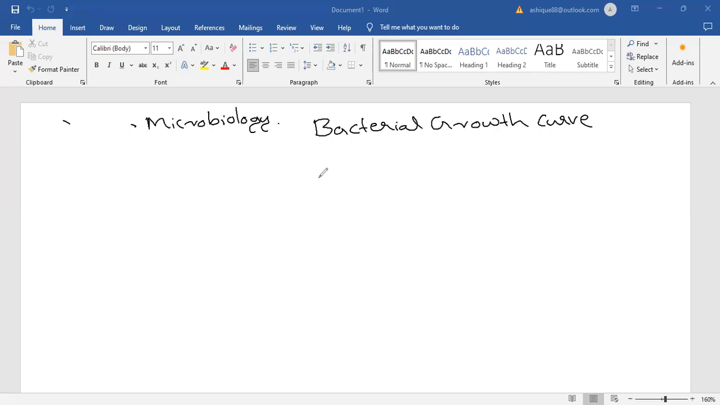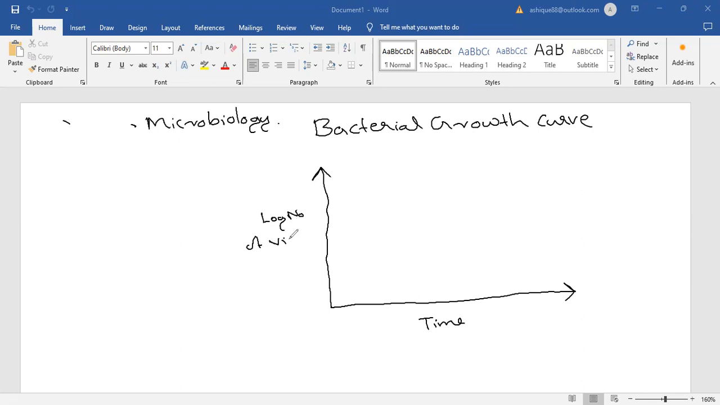If we are looking for the growth curve of bacteria with respect to time, how the number of cells is increasing in bacteria with respect to time, the number of viable cells. If you make a graph with the log number of viable cells, or simply the number of viable cells, where viable cells means living cells, with respect to time, you will get a graph in this manner.